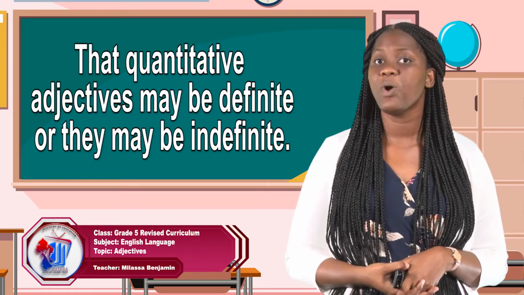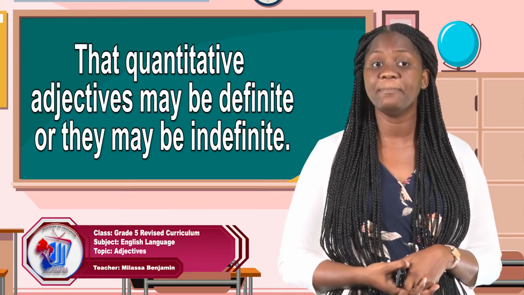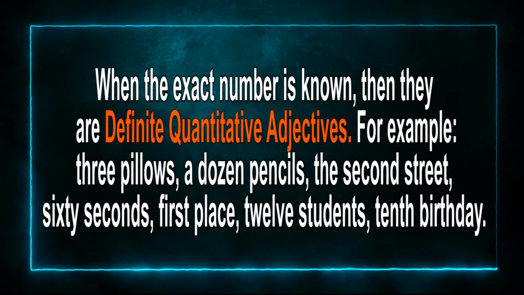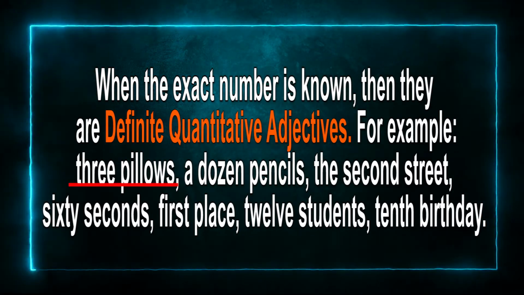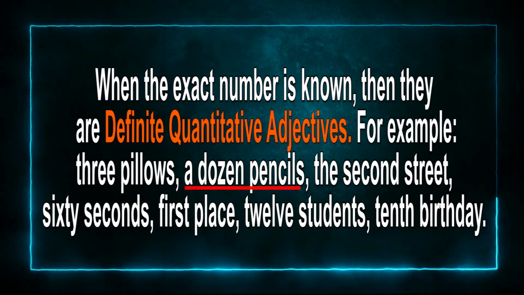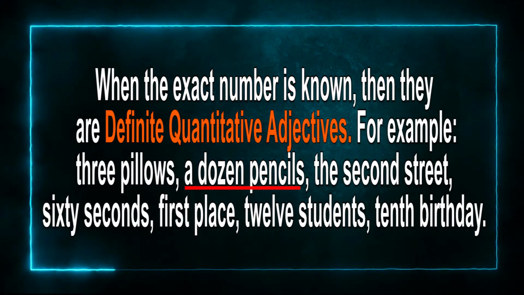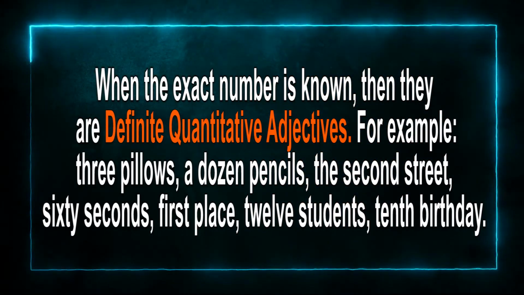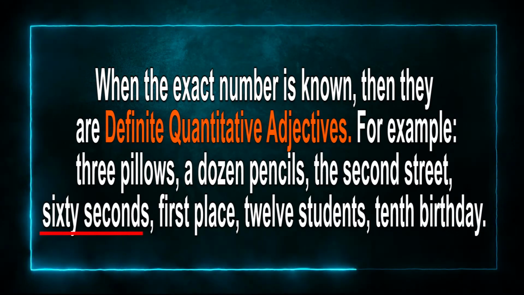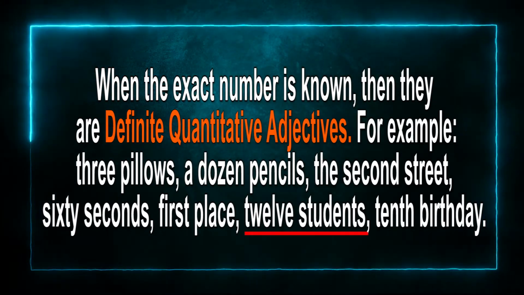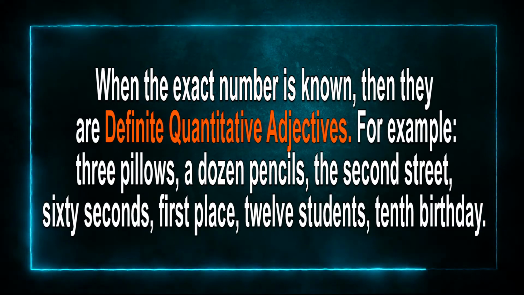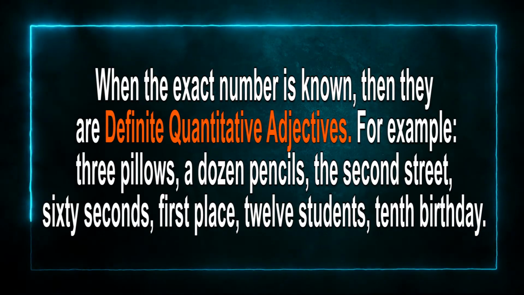It must be noted that quantitative adjectives may be definite or they may be indefinite. When the exact number is known, then they are definite quantitative adjectives. For example, 3 pillows, 3 being the quantitative adjective in a definite form. A dozen pencils, dozen being the definite quantitative adjective. Or we might also find the second street, second being the definite adjective. 60 seconds, first place, 12 students, and 10th birthday. These all imply that there is something definite about the quantity that is being implied from the words.